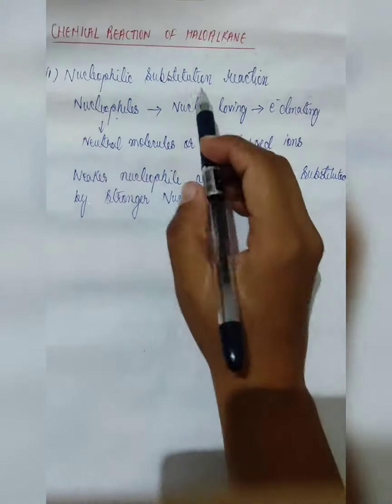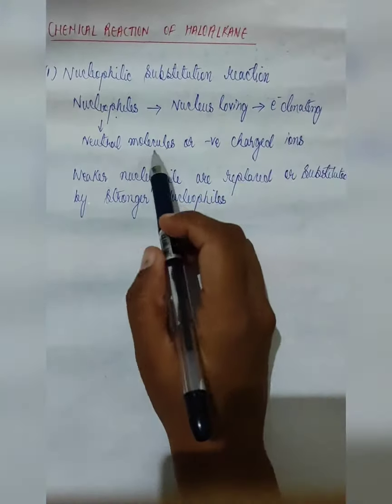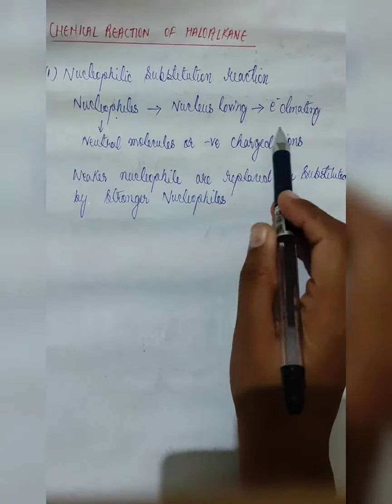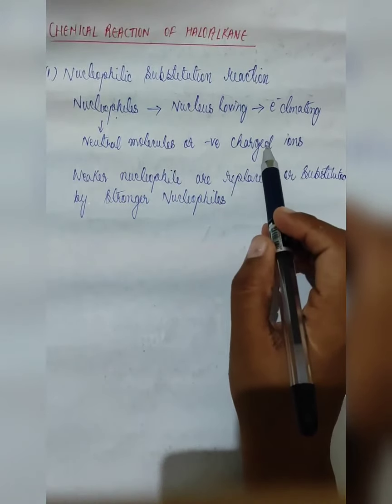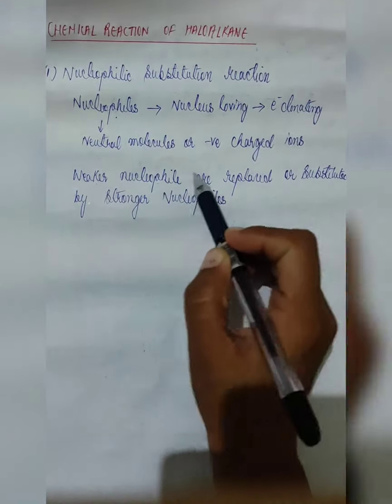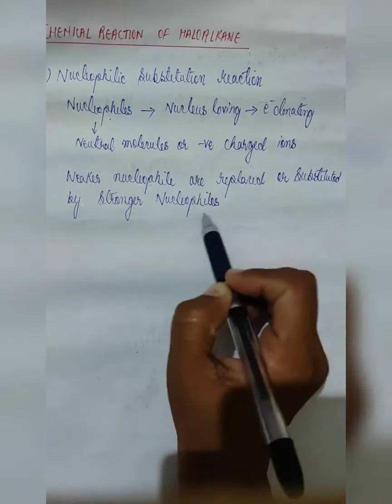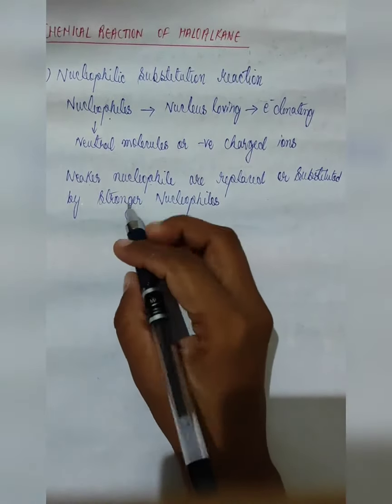Let us see the chemical reactions of haloalkane. They are of three types. The first one is nucleophilic substitution reaction. Now nucleophiles are nucleus loving or electron donating, and they can be neutral molecules or negatively charged ions. In this reaction, weaker nucleophiles are replaced or substituted by stronger nucleophiles.